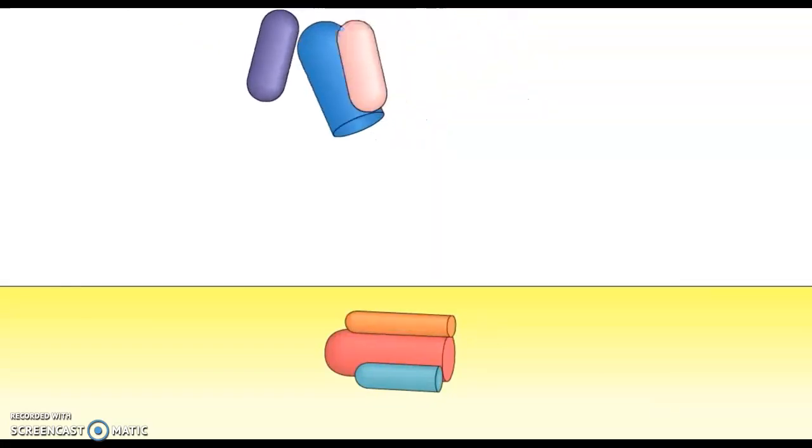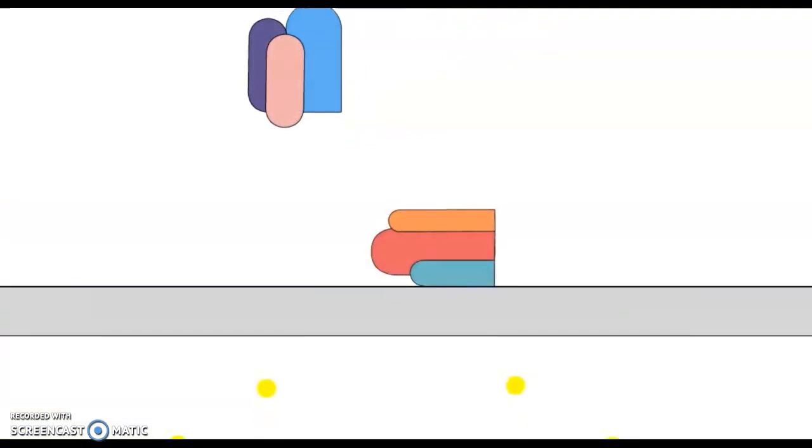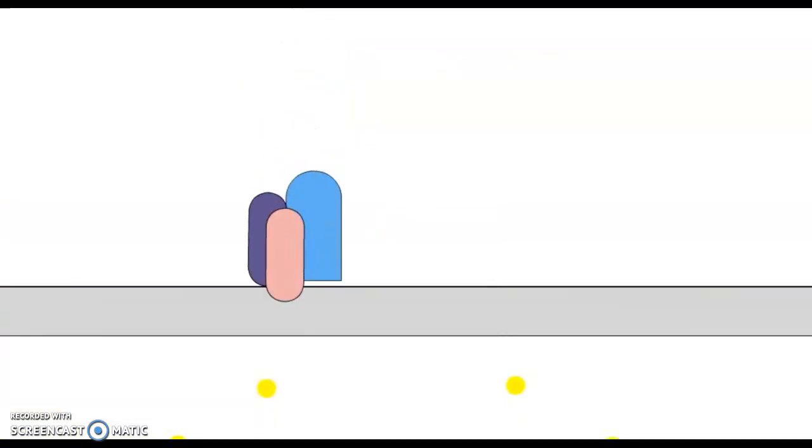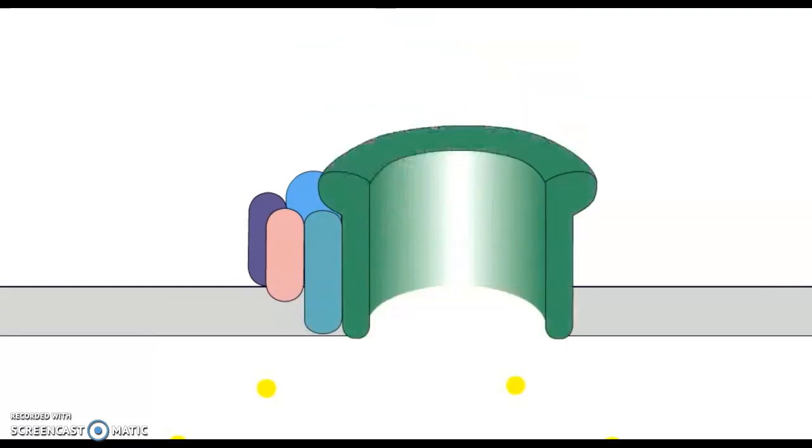C5b itself is not membrane associated, and the C7 molecule allows this complex to insert itself into the bacterial cell membrane. C8 also binds to the C5b-C6-C7 complex and inserts itself into the cell membrane. The C5b-678 complex catalyzes the assembly of many molecules of C9 to create a cylindrical pore spanning the cell membrane. The pore disrupts the ionic and osmotic balance across the membrane and thus kills the bacterial cell.